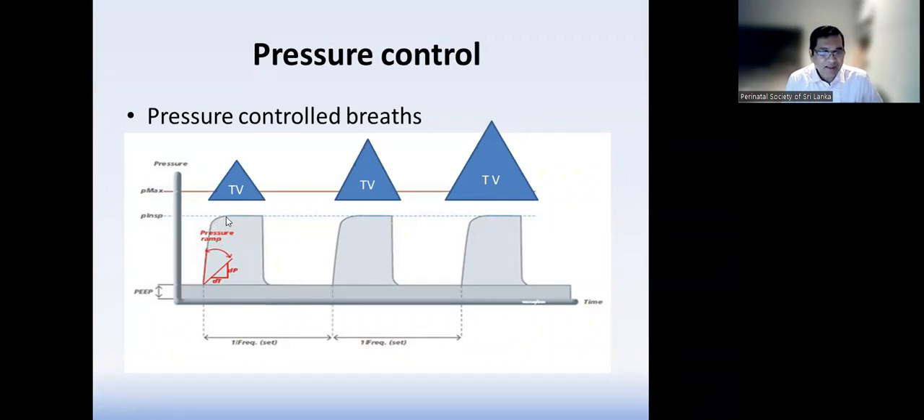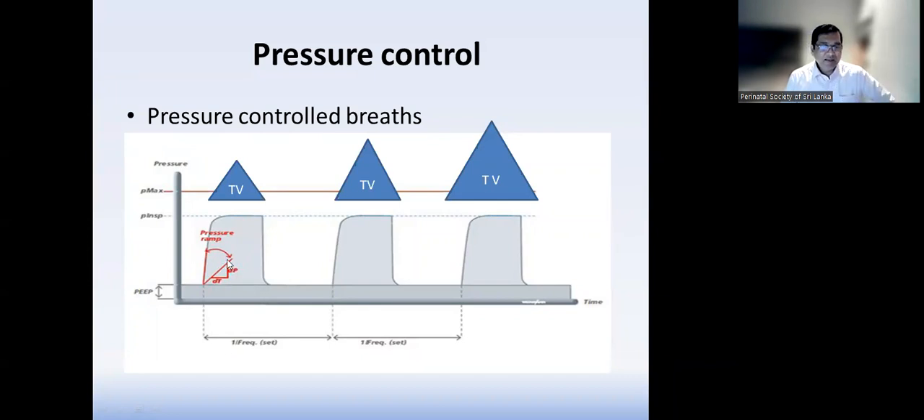When you achieve the peak inspiratory pressure, it will not go beyond that, and it will stay until the inspiratory time is over. I mean, once the PIP is reached, the ventilator holds the lung at the PIP until the inspiratory time ends. So at the end of inspiratory time, you go for the expiration. So this is expiration. All of this is expiration.